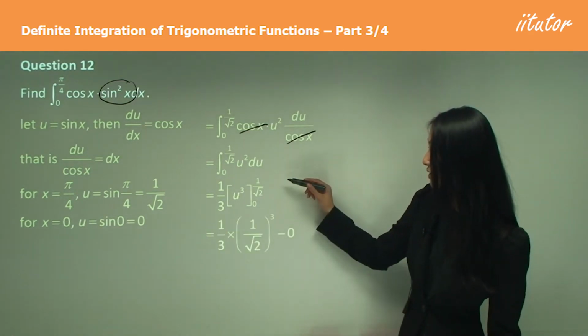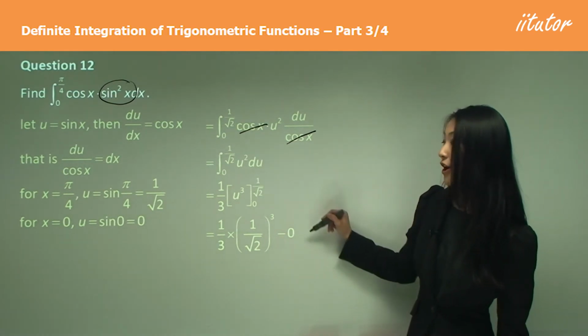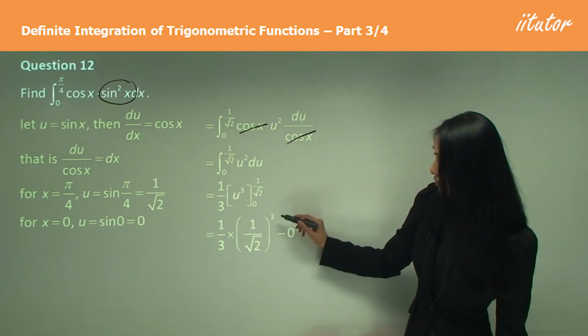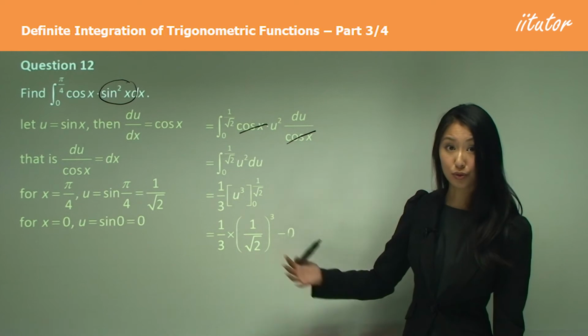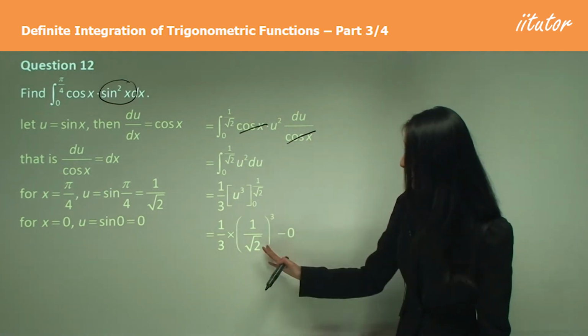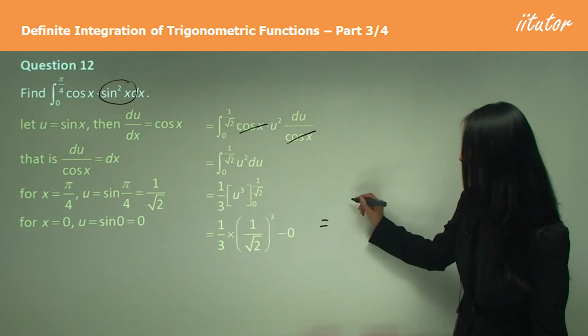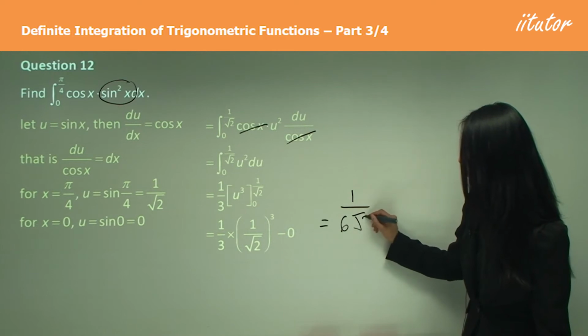And now I substitute in 1 on square root 2 here, and with 0, it's just going to be 0 essentially. Now, 1 on square root 2 cubed, yeah, is just going to be 1 on 2 square root 2, isn't it? So multiplied by 1/3 is going to give me 1 on 6 square root 2.